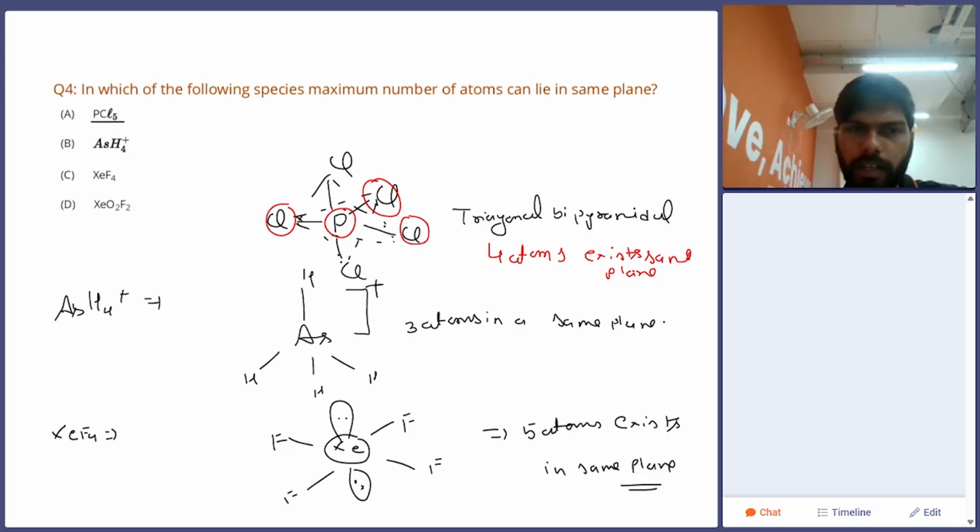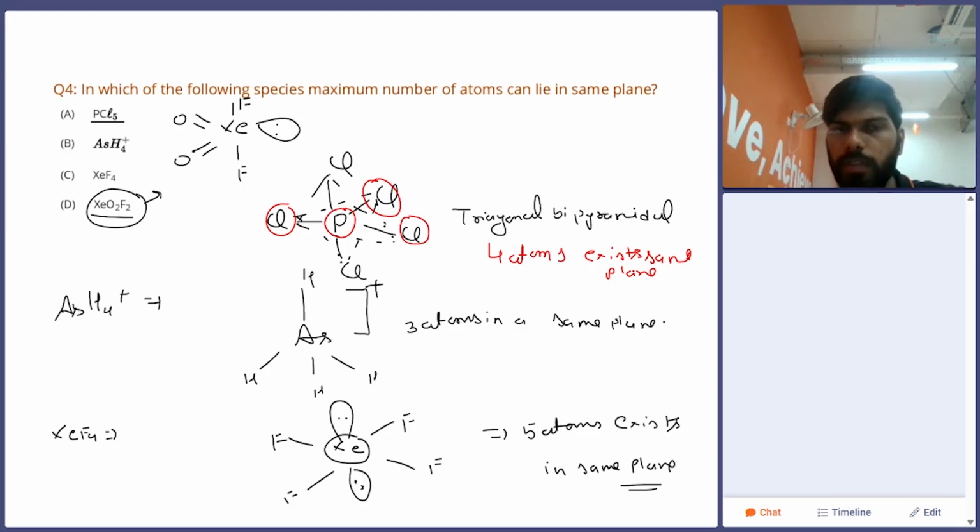Okay, and here XeO2F2, if you look at it here, I will draw the structure of XeO2F2 here. Okay, so xenon, oxygen, and all. So this one also does not have a larger number of atoms. So that's the reason XeF4 is the right answer. Okay, XeF4 is the right answer in this given question. Is this point clear, class? Next question.